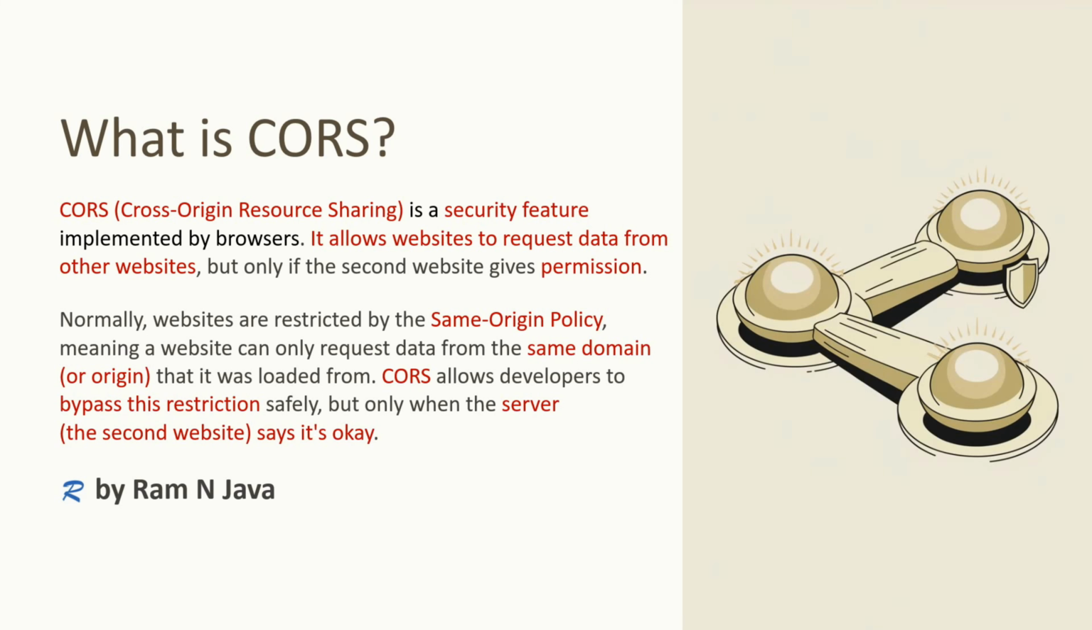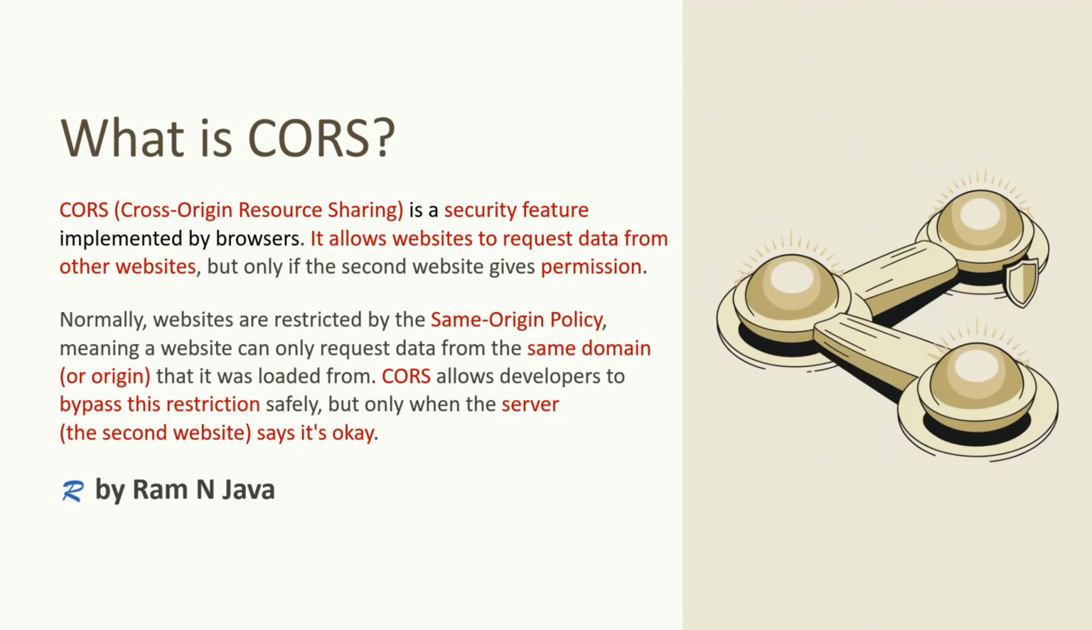Normally, websites are restricted by the same origin policy, which means websites can only request data from the same domain or same origin that it was loaded from. CORS allows developers to bypass this restriction safely, but only when the server or the second website says it is okay.